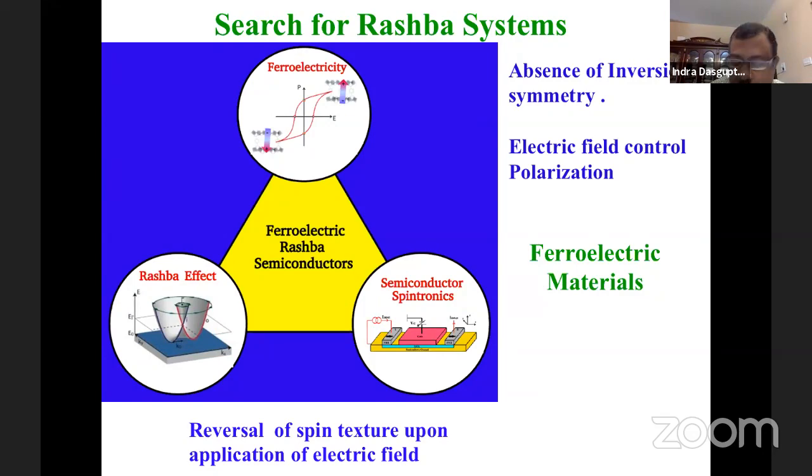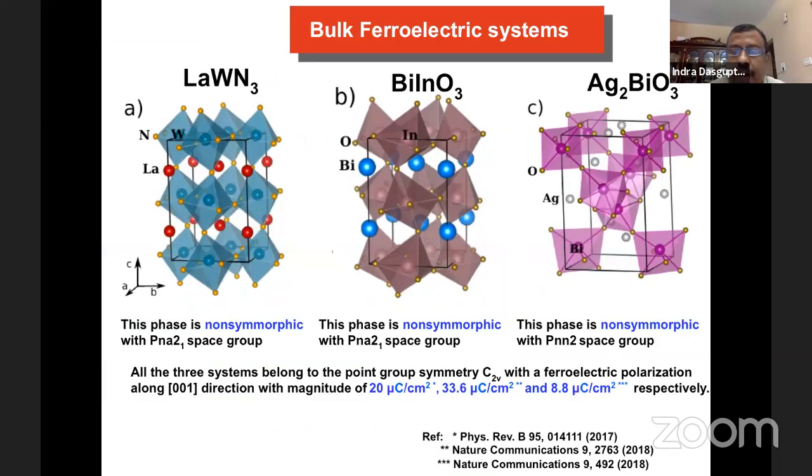Well, let's make slightly more progress. The materials that we would be interested in, three materials I'll talk about today, are lanthanum tungsten nitride, bismuth indium oxide, and Ag2BiO3. Let me tell you, the only experimentally synthesized compounds are BiInO3, lanthanum tungsten nitride, or Ag2BiO3.